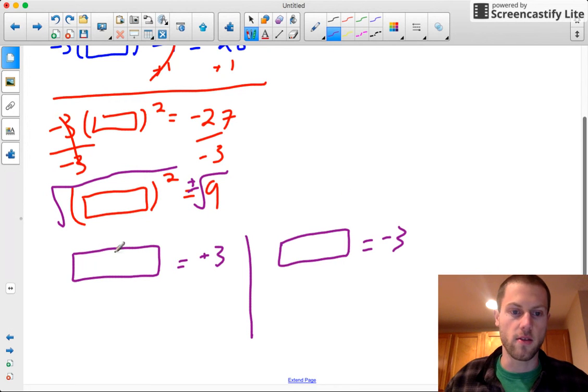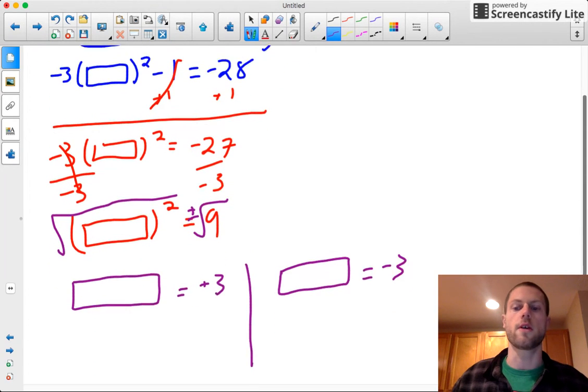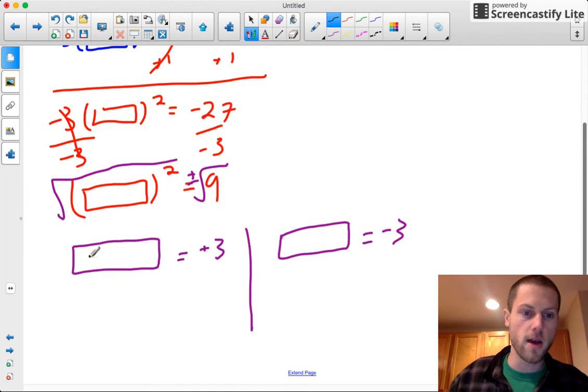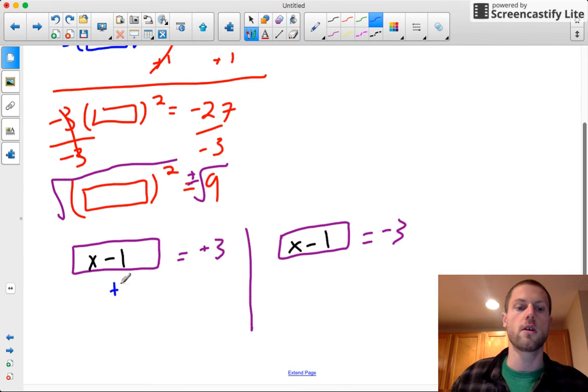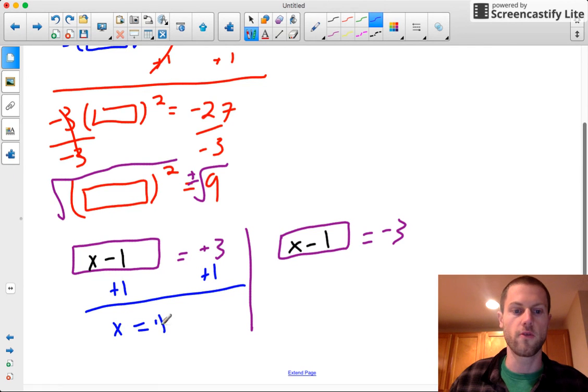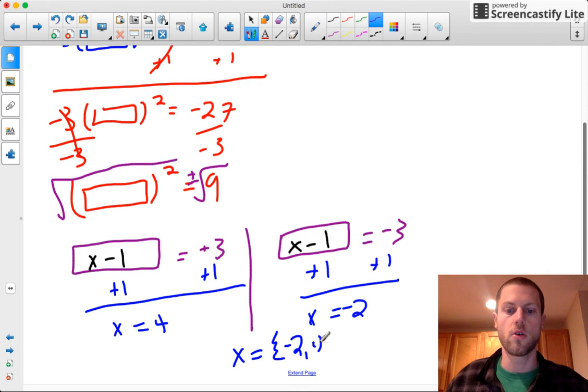Now, let's see. I've got this box all by itself, 2 scenarios of what it could equal. Let's plug whatever that thing is back into the box. Okay, x minus 1. That means that x minus 1 could equal positive 3. x minus 1 could also equal negative 3. So let's solve for x in both of these scenarios. Over on the left, x could equal 4. And on the right, x could equal negative 2. Which means my solutions for this quadratic are x could equal either negative 2 or 4.